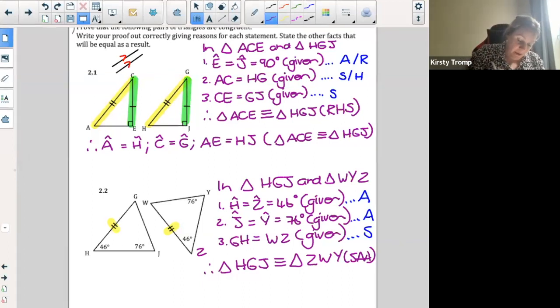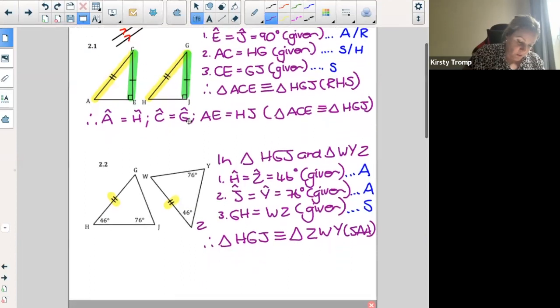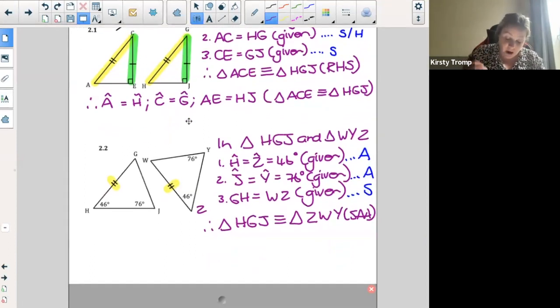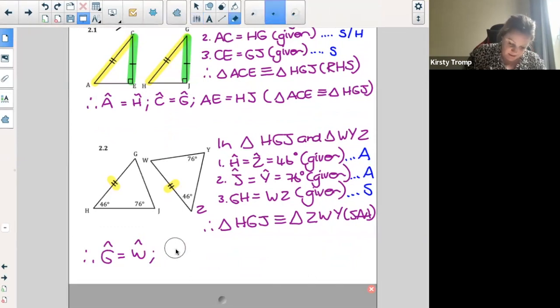So now I'm going to tell them what else is equal because I want to finish off and I want to get full marks. So I'm going to say, therefore, angle G is going to be equal to angle W. And I'm going to say WJ, oh, not WJ. What am I saying? Guys. I'm going to say GJ is going to be equal to WY.